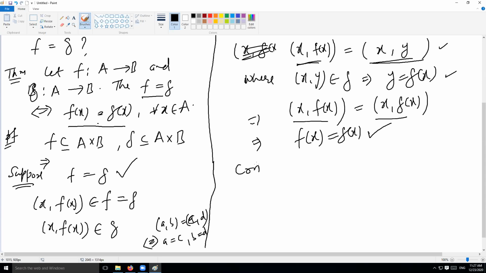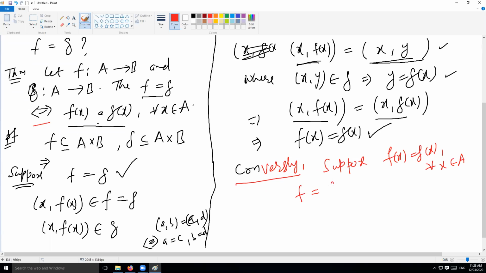But I have to prove the converse also, because this is an if and only if statement. So I have to prove this conversely as well. So how can I prove it conversely? I'm saying suppose f of x is equal to g of x for all x in A. And we want to claim that the set F is equal to set G.